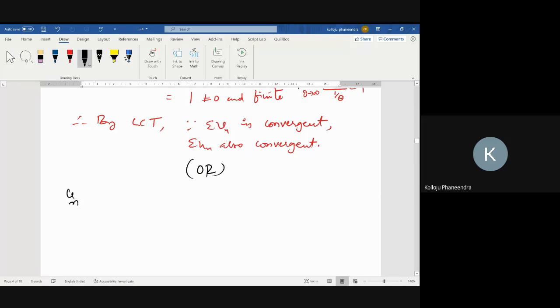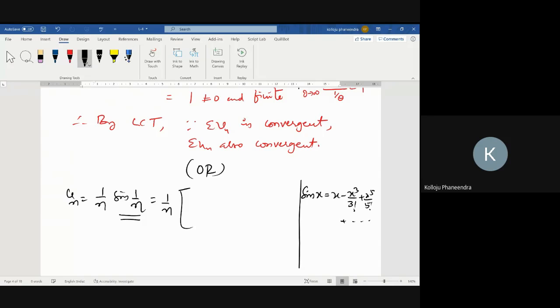Or otherwise, what is my series? 1 by n into sine 1 by n, right? Yesterday in the first class, someone told me what the sin x expansion is. x minus x cubed by 3 factorial plus x to the power 5 by 5 factorial, and so on. Now let me apply this series formula for sine 1 by n.